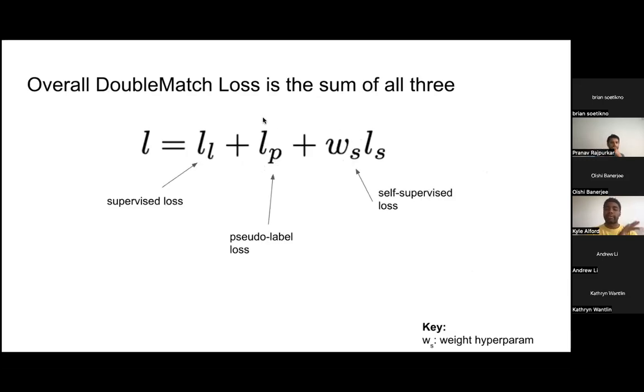And so the overall loss is just the sum of all of these different losses, the three losses that I just went over, the supervised, pseudo label, and the self-supervised. And then they also add this weight hyperparameter. So just to note that if you push the value for this weight to be 0, this is essentially just FixMatch, the sum of these two losses.